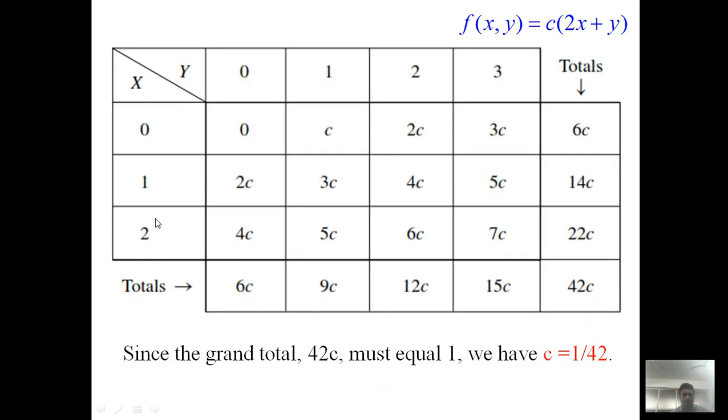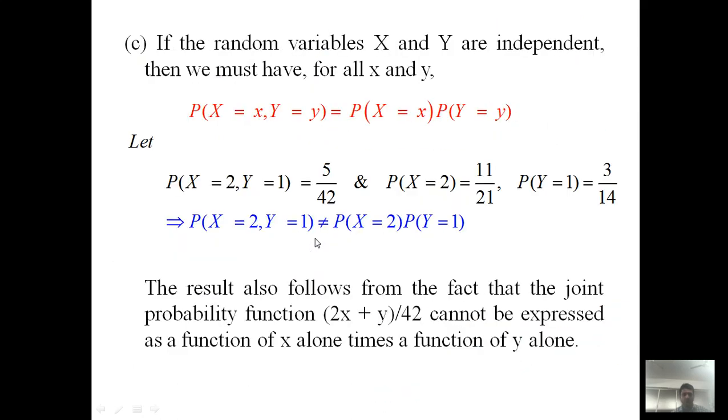See in the table, x is 2 and y is 1, so its intersection is here. The probability when x is 2 and y is 1 gives 5c, but c is 1 by 42, so 5 by 42. Now if it is independent, it must satisfy this condition. So the joint probability is 5 by 42.